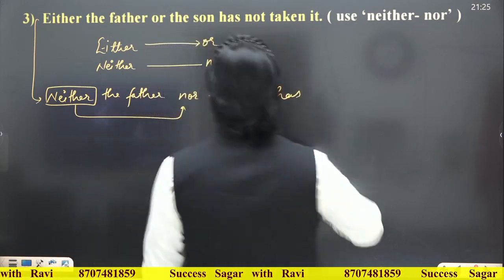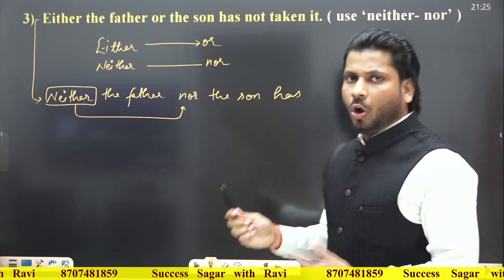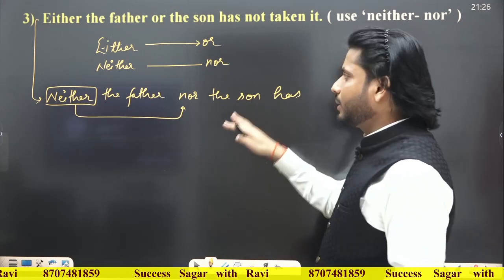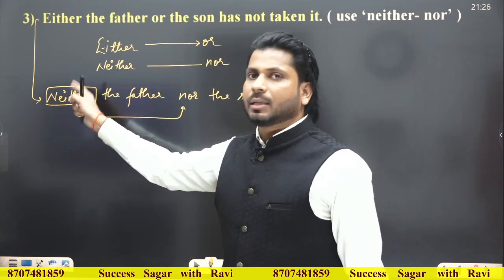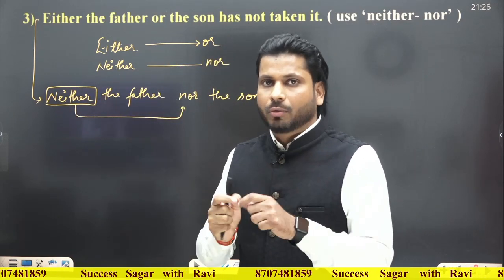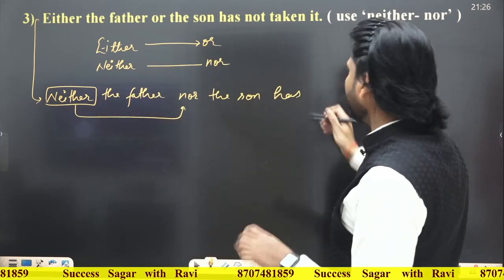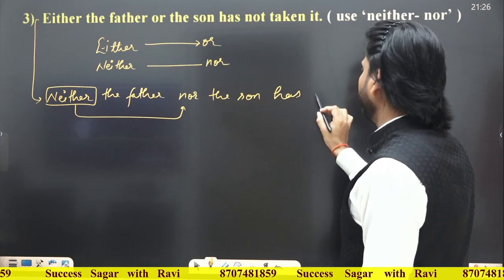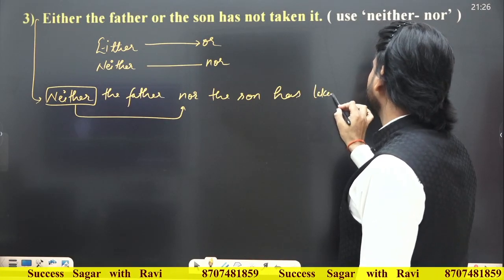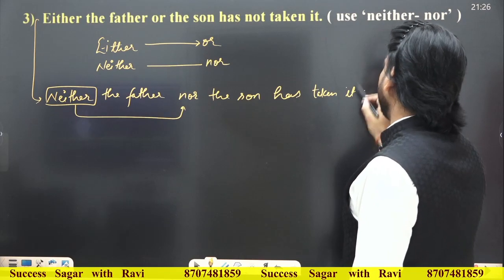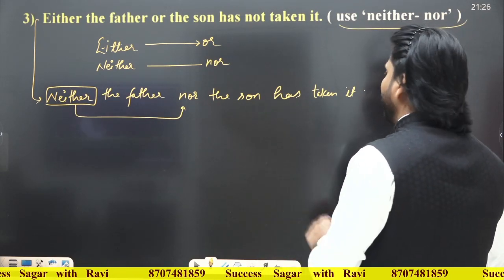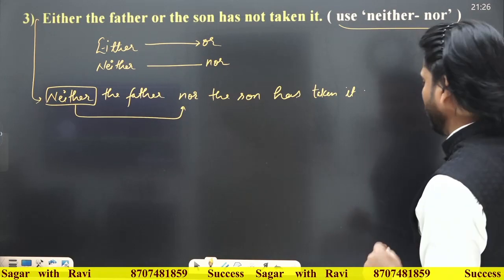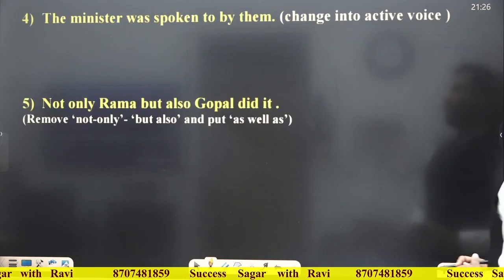has. What about this not? Actually, not is not required in this given sentence. Why? This particular sentence is negative. Neither itself is a negative word. So two negative words cannot be together. So we'll omit not and we'll use taken it. This is the correct example as per the direction given. Neither the father nor the son has taken it. This is the correct explanation of the given question. Very easy question. What about this one?